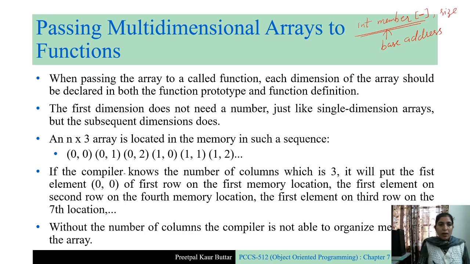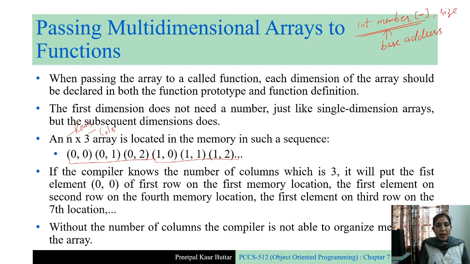Okay, so similarly, when you are passing 2D arrays, you do not need to mention all the dimensions. Let us see how. Suppose we have an n by 3 array. n means there are n rows and in each row there are 3 columns. So this array is located in memory in a sequence 0,0, 0,1, 0,2. So this is the first row. Then 1,0, 1,1, 1,2. This is the second row and so on.